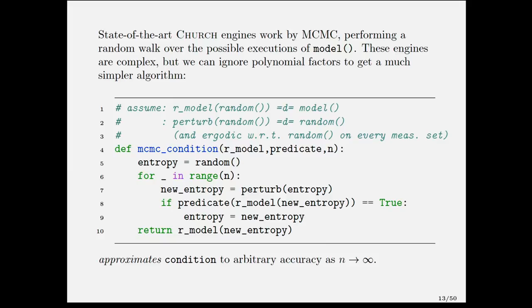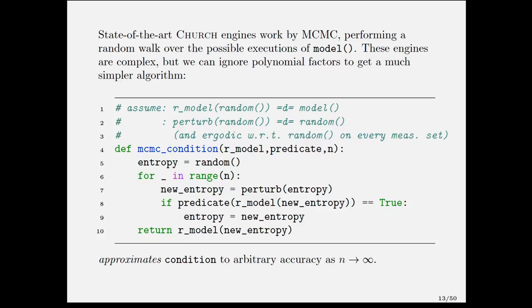Okay. So you had a model. I'm going to now introduce R model, which is the R for reified. So model had randomness inside of it. R model has no randomness. It takes all its randomness as input. Okay, makes sense? So now I get to control it from outside.